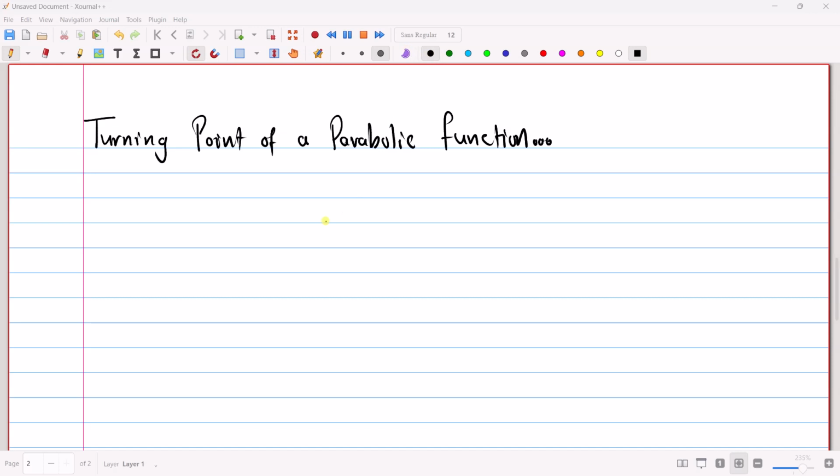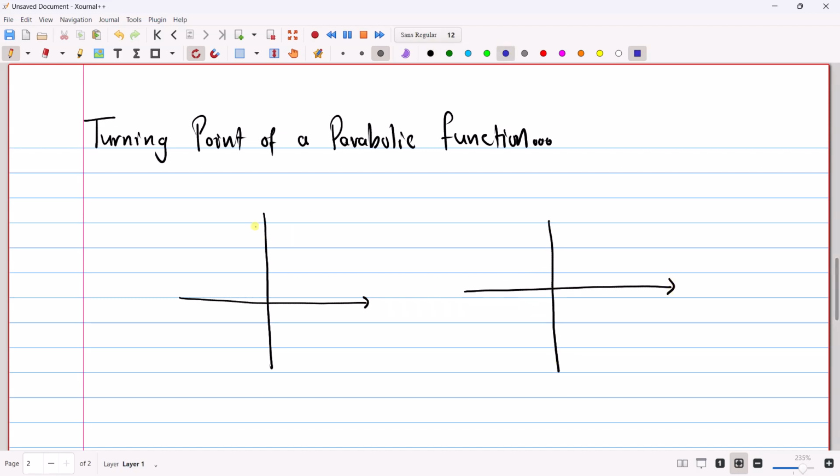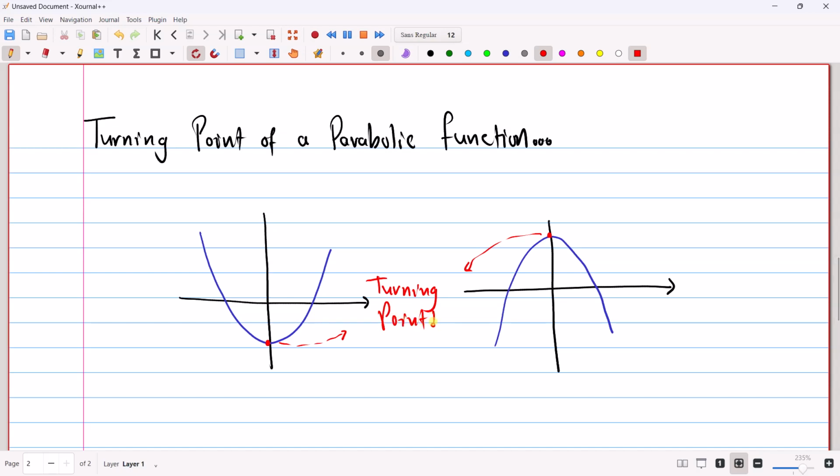And if we were to just recap, what we've just seen is that if you are to sketch a parabolic function, there are times where it comes out like that. There are times where it comes out like that. So one of the things that characterizes a parabolic function is that when it is cup-shaped, there is always a point that is the lowest in that curve, and there is a point which is always the highest when it's cap-shaped. So this point which is highest or lowest is what we call the turning point of a parabolic function. So that's the point that we refer to as the turning point.